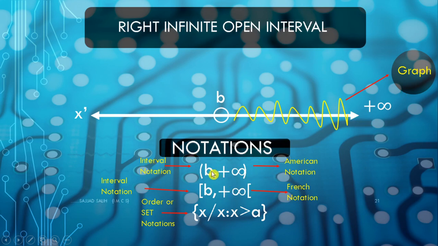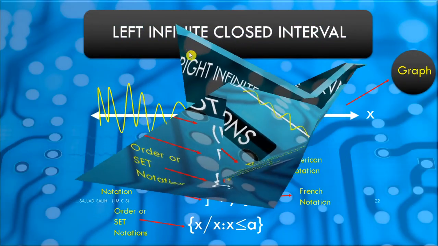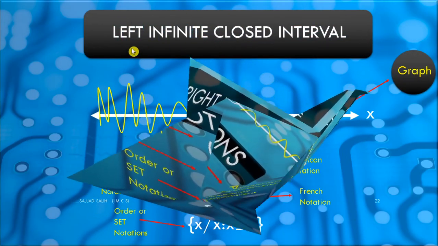Here is the interval notation (b, +∞) in American notation, and (b, +∞) in French notation. These are both notations we use in mathematics. In order or set notation, it is {x such that x > a}. This is the set or order notation. In mathematics we use this notation also. This is a very important topic in mathematics.